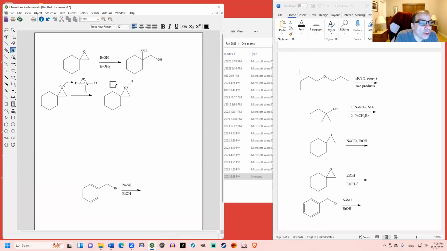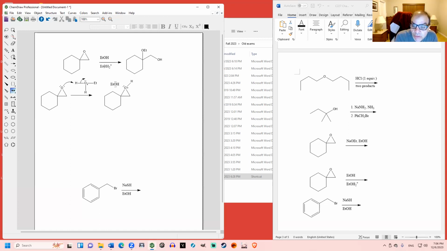And now your alcohol attacks at the more hindered position. You'll notice here I'm using the alcohol that I'm given. This is the solvent of the reaction. I'm not using ethoxide. You can't have ethoxide in acidic medium.